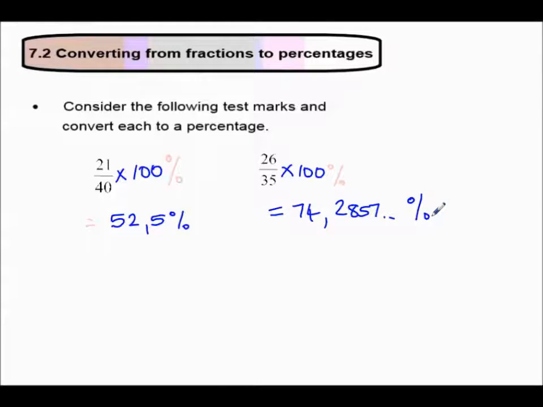Don't forget your unit. Your unit is a percentage. Go back to the question and see how many places you have to round off to. In this case, it's a test mark, so we're going to round off to 1 decimal place. We look at the neighbor. It is above 5, so rounded off will be 74,3%.